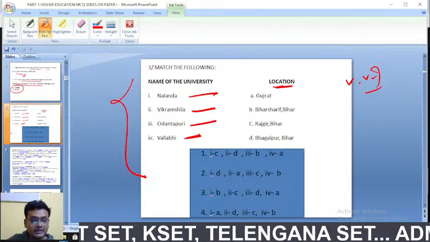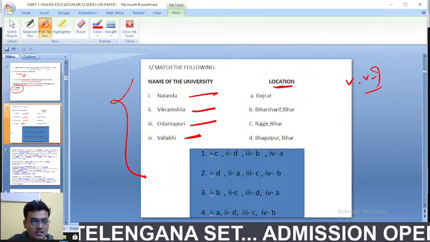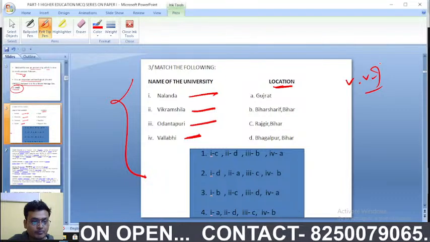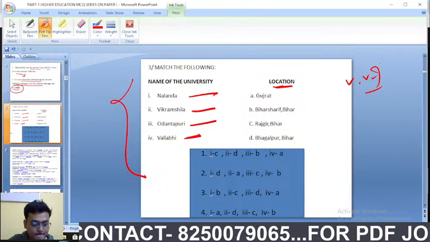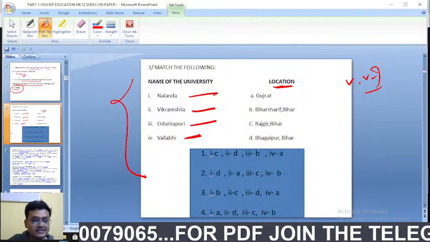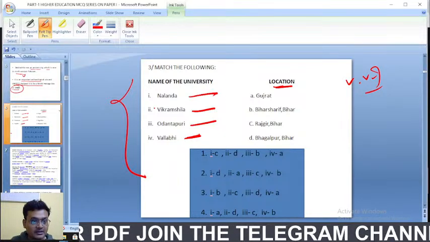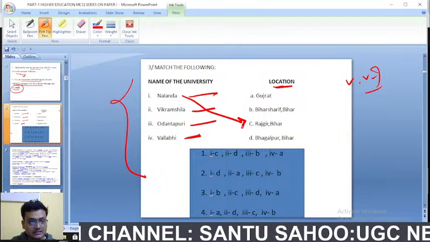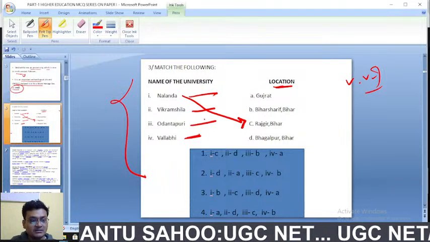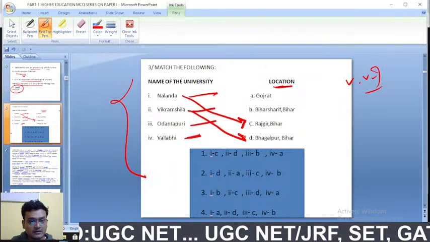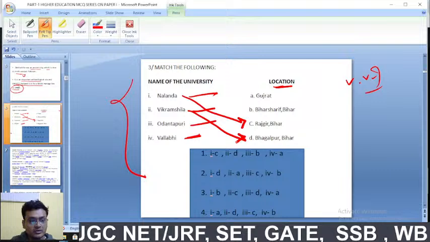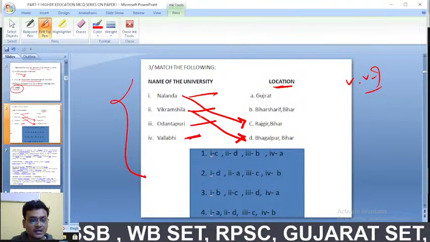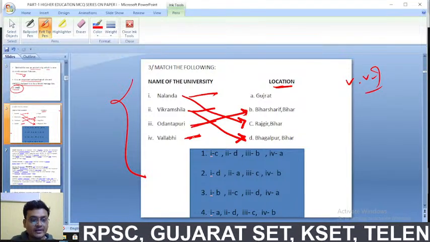Look, Nalanda, Vikramshila and Odantapuri, and you have Ballavi. Nalanda is in Rajgir, Bihar, in the district of Rajgir. In Bhagalpur, Bihar, we have Vikramshila. Now we have Ballavi and we have Odantapuri. Odantapuri is in Bihar Sharif, Bihar, whereas Ballavi is in Gujarat.